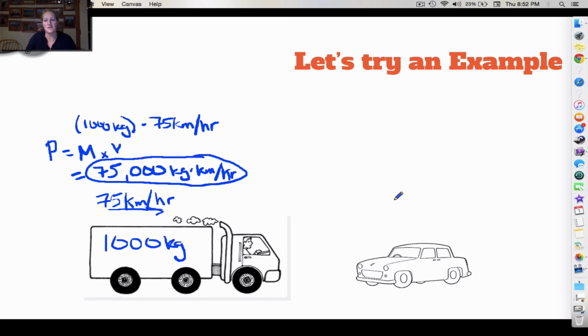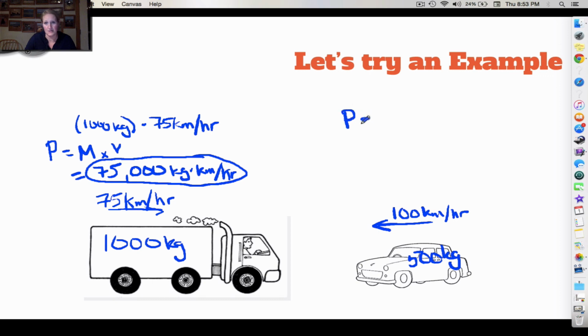This car over here is moving in this direction. It is moving, though, a bit faster. It's moving 100 kilometers per hour, and it has a mass of only 500 kilograms. So it's half the mass, but it's moving much faster, right? So let's see what its momentum would be.